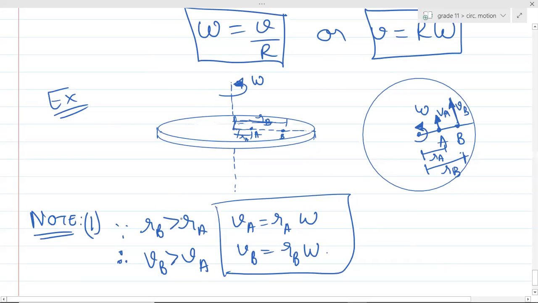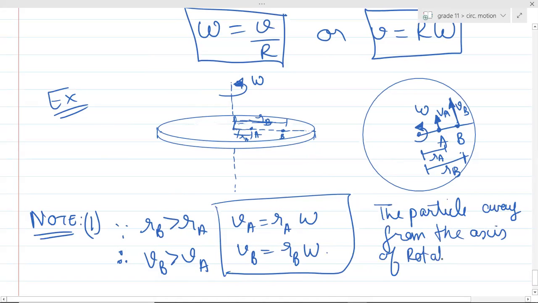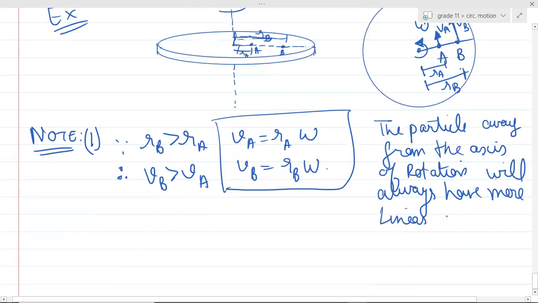Okay. So the first point is, from here, did you learn this particular thing? The particle which was away from the axis of rotation was moving with a greater linear velocity. Greater because it's covering more distance. Yes, exactly. The particle away from the axis of rotation will always have more linear velocity. Why will it have more linear velocity? Because it has more distance to travel in the same time, right? Is this clear? The first thing clear?